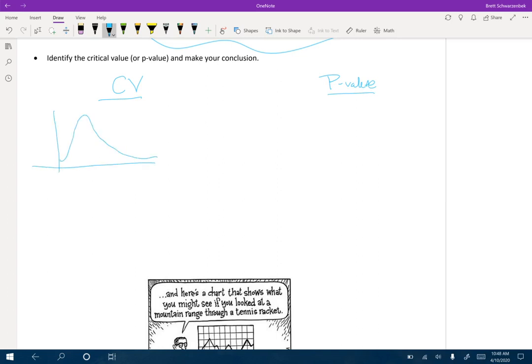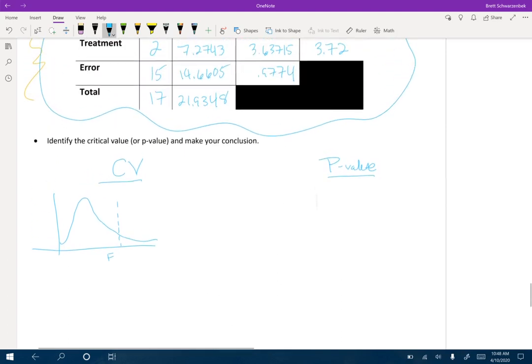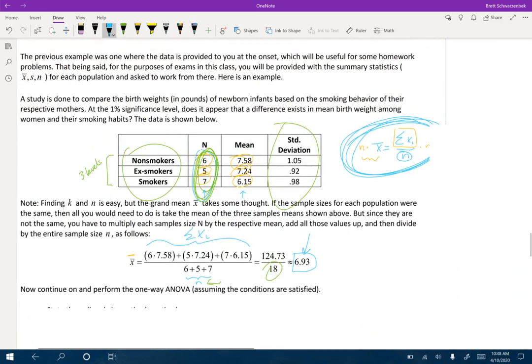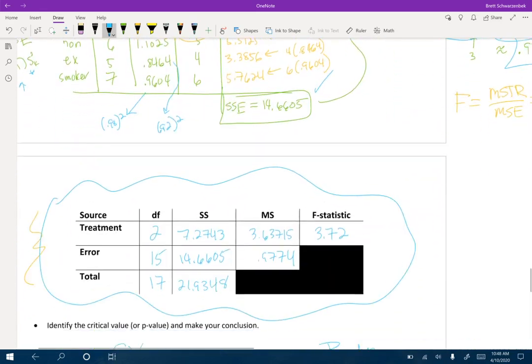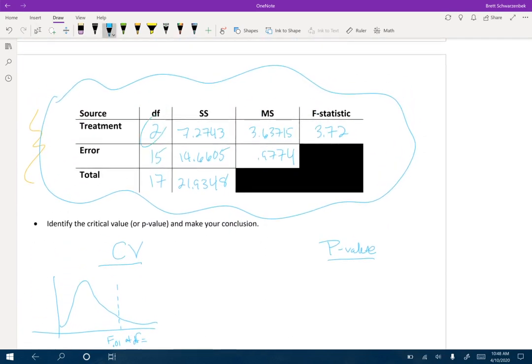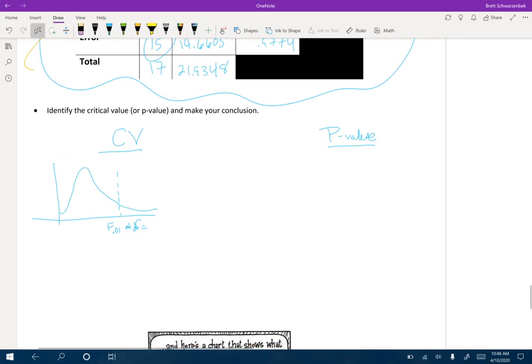So what is our goal? We need it for a critical value method. We need to find the F critical value, which is the cutoff, not the F statistic. So just a small thing here. Remember, this was at the 1% significance level. So we're trying to find F sub 0.01 at degrees of freedom equal to, we'll go up here, 2 and 15. 2 and 15, right?